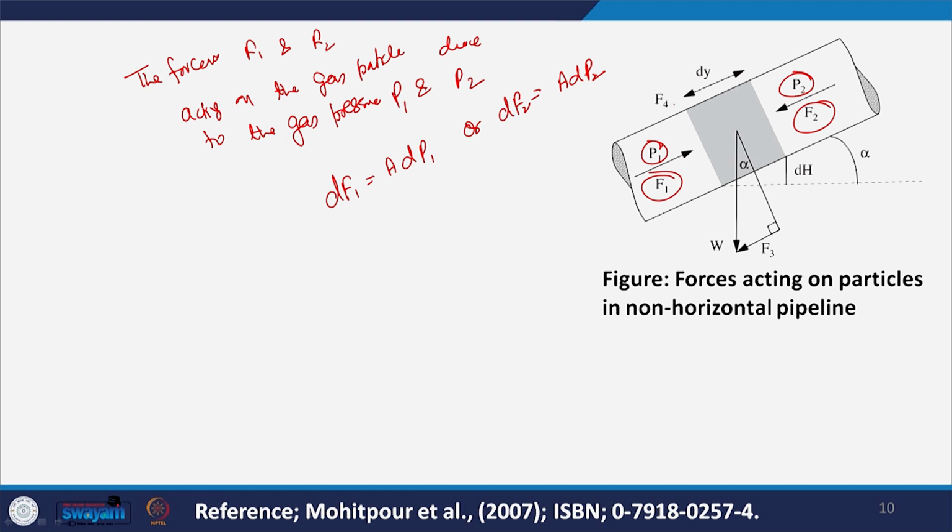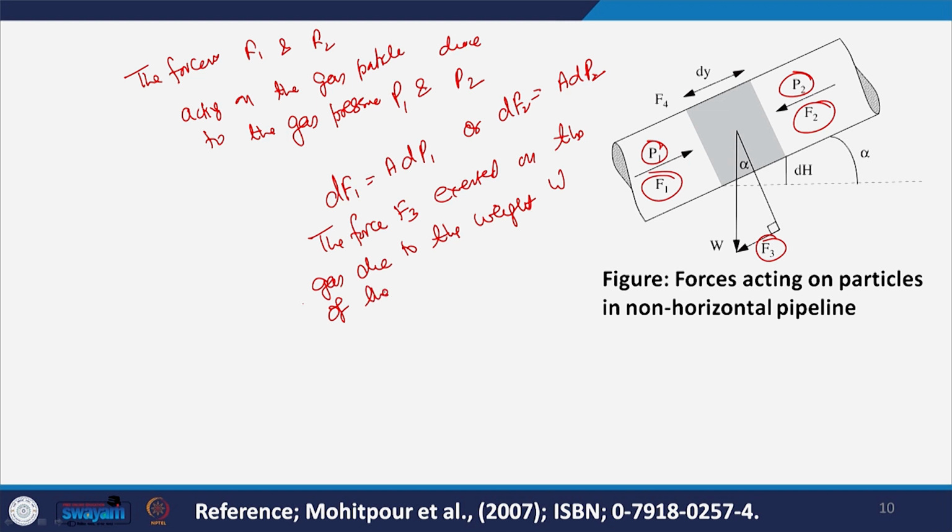Now, the force F3 exerted on the gas due to the weight W of the gas particle is F3 is equal to W sine alpha, where alpha is the angle, or we can write in the differential form, that is dF3 is equal to dW sine alpha.